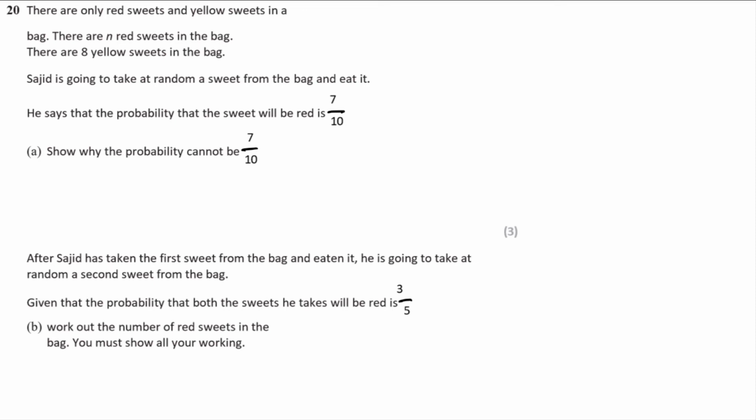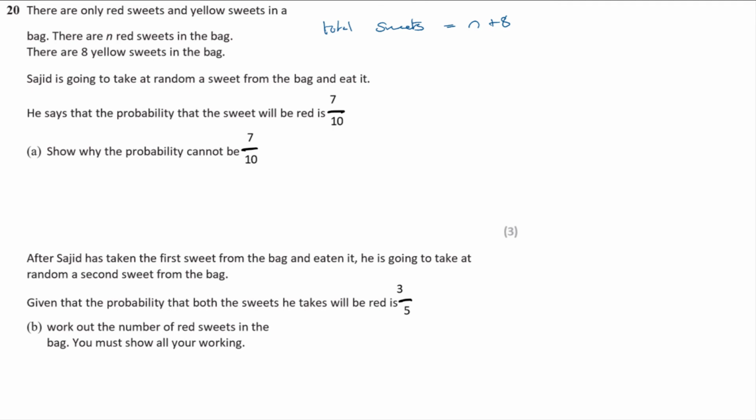Okay, let's go through this line by line. There are only red sweets and yellow sweets in the bag. Therefore, the red sweets plus yellow sweets equals all the sweets. There are n red sweets in the bag. So that means there are n plus 8 sweets in the bag altogether, isn't it? So total sweets equals the n red sweets plus the 8 yellow sweets, giving me n plus 8 altogether.